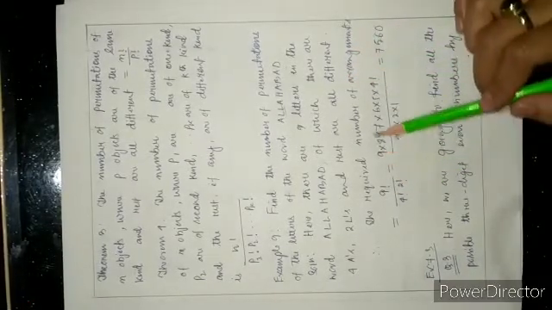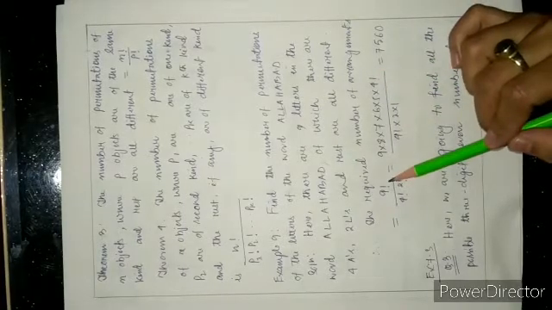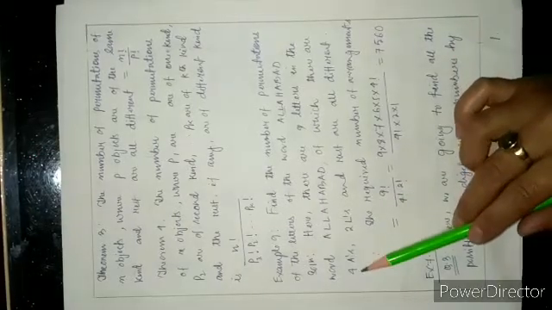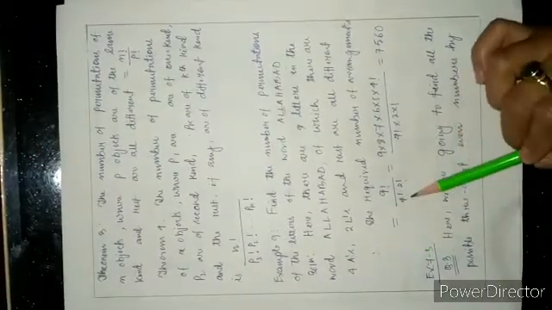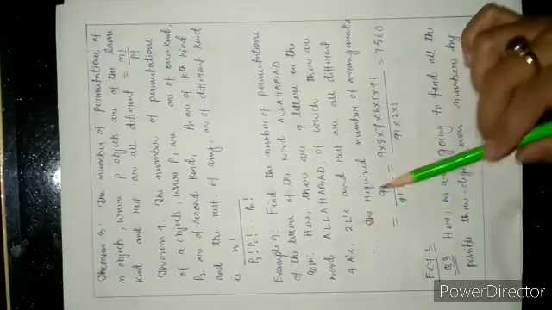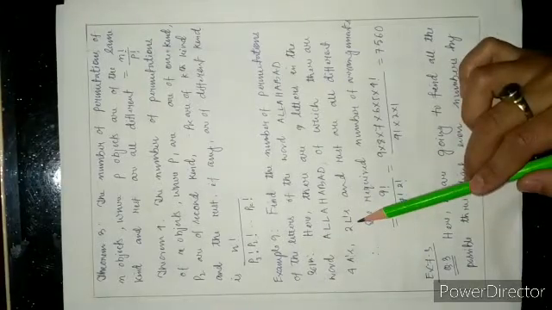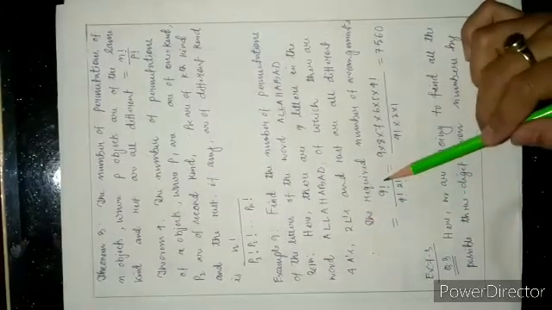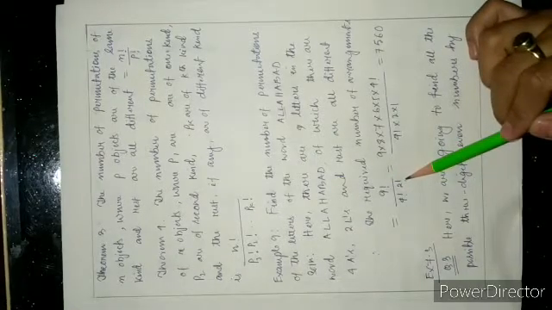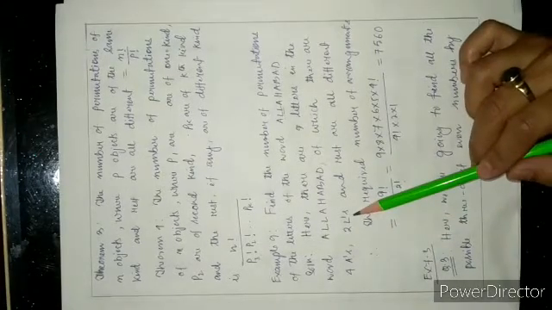And so the required number of permutations or arrangements is given by n factorial, the number of letters 9, divided by 4 factorial, since A repeats 4 times, and 2 factorial, since L repeats 2 times. Total number of permutations is given by 9 factorial divided by 4 factorial into 2 factorial, since the letter A appears 4 times and the letter L appears 2 times.